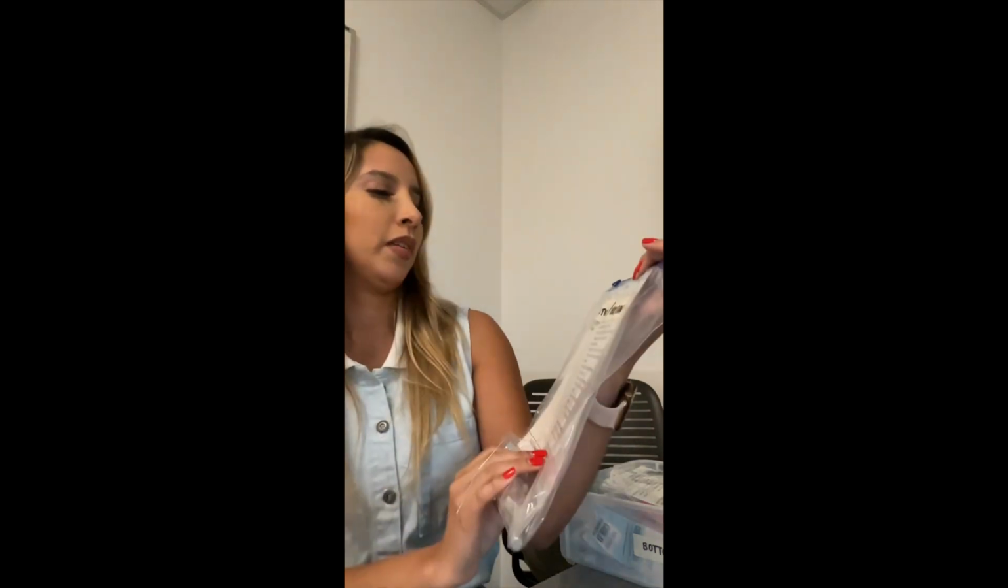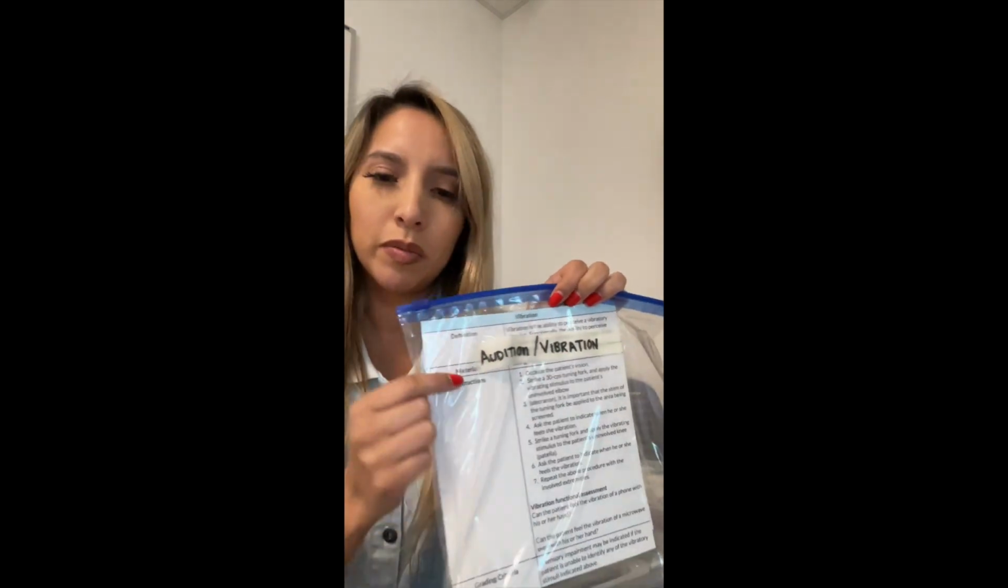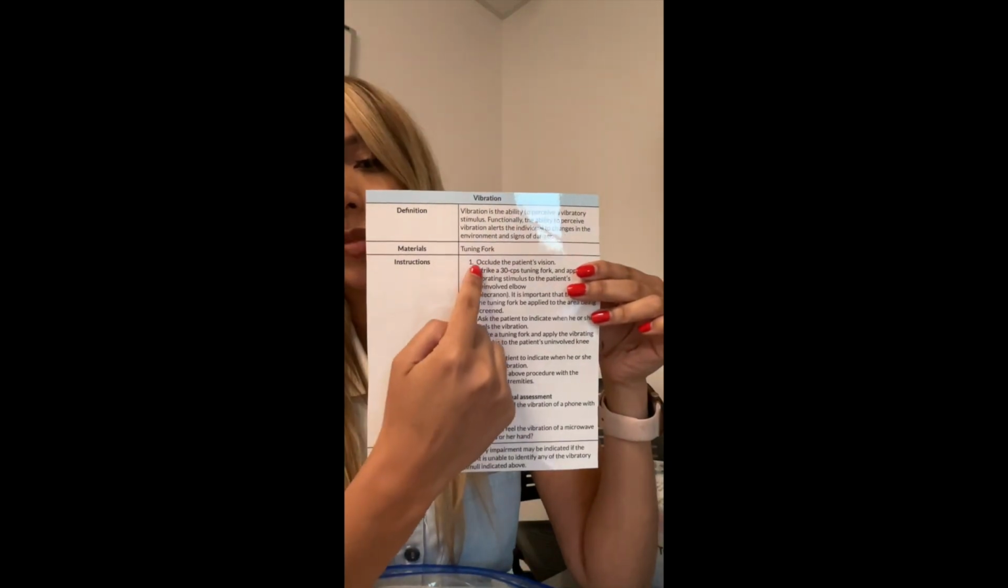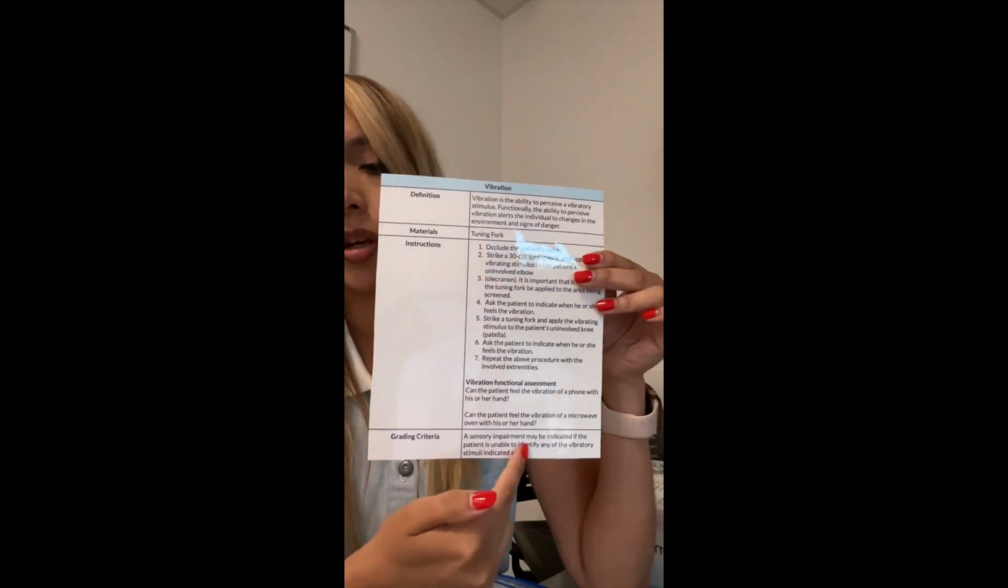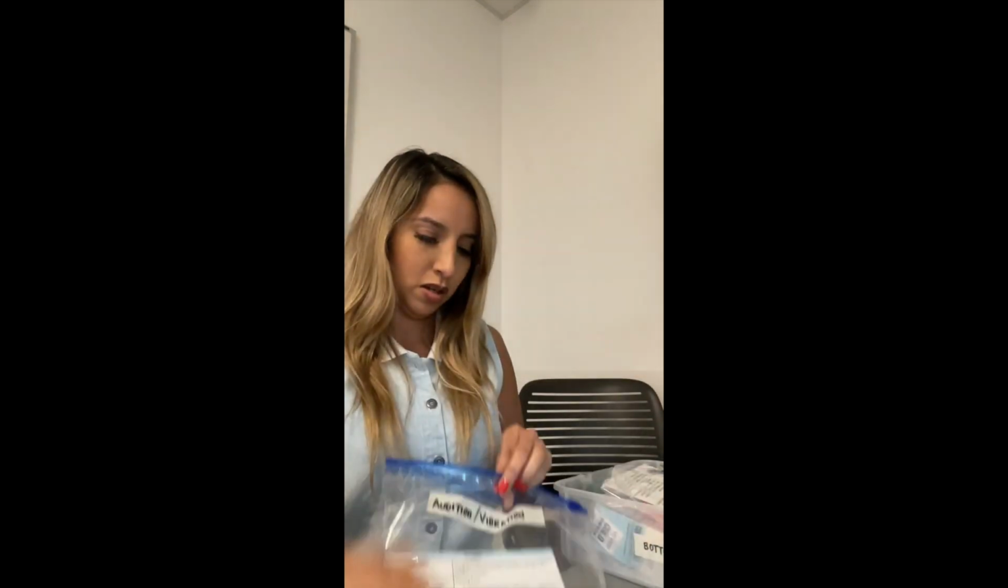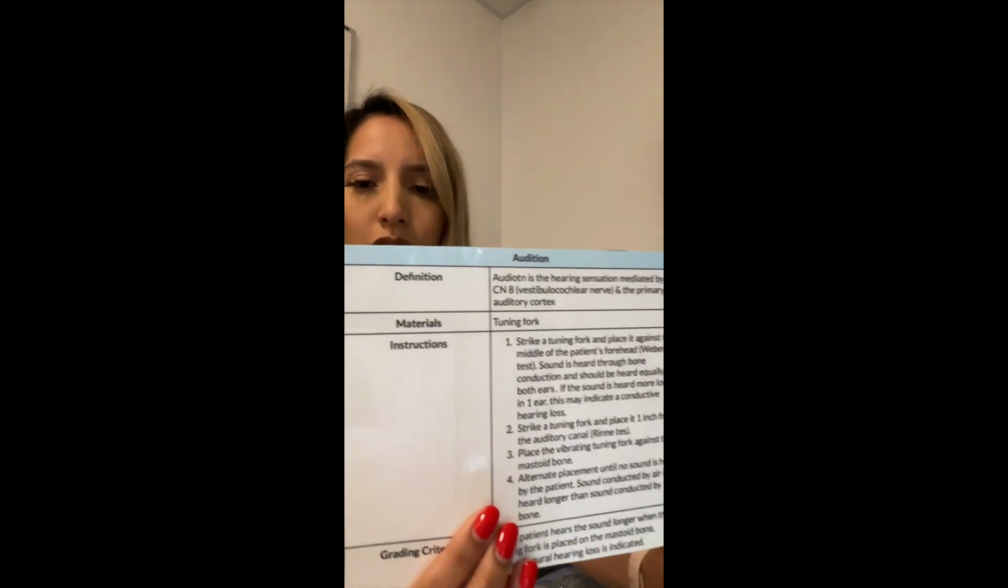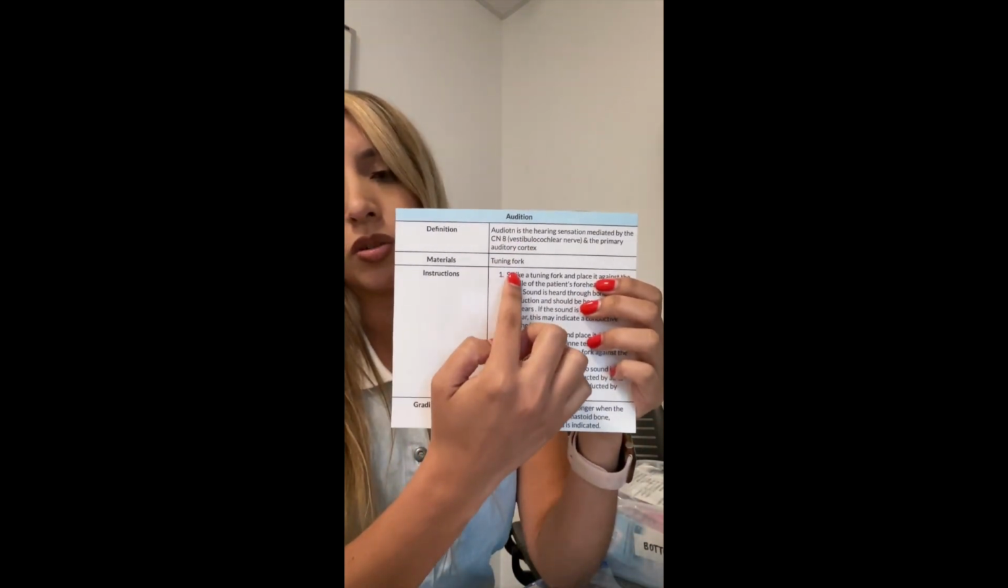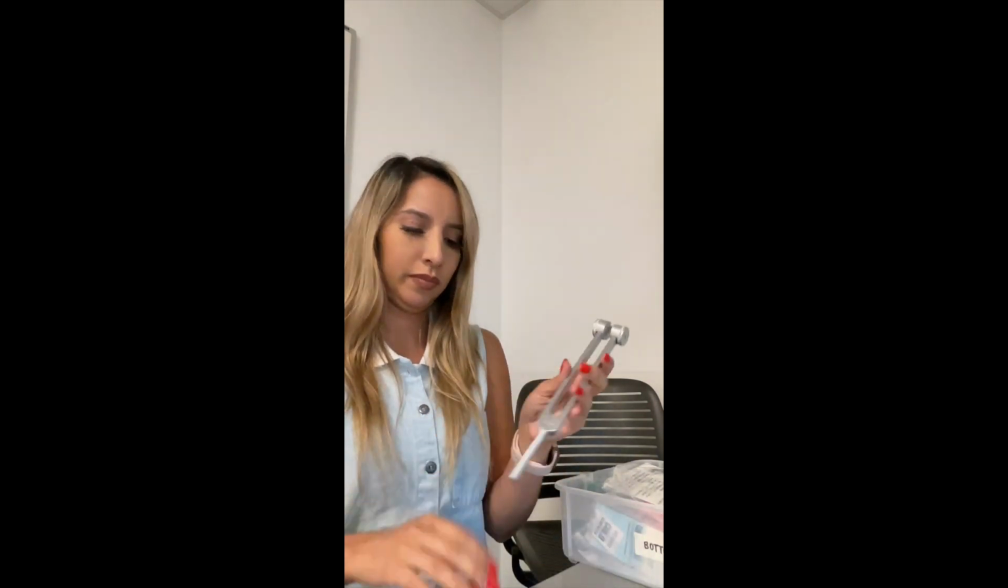Audition. So for audition and vibration, I put them together. Audition has its own separate chart. So the definition, the material, the tuning fork, instructions, and the grading criteria. So this is vibration, and this next is audition. Definition, material, tuning fork, instruction, and grading criteria. And then I have the tuning fork, which is here.